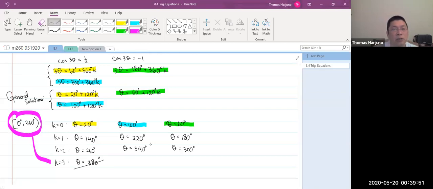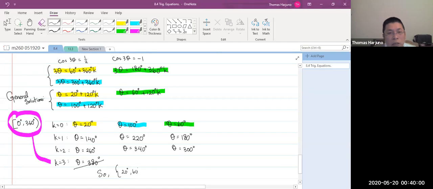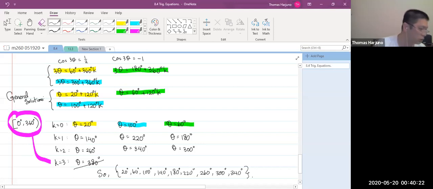Now, let me summarize. So the solution is 20 degrees, 60 degrees, 100 degrees, 140 degrees, 180 degrees, 220 degrees, 260 degrees, 300 degrees, and 340 degrees. A lot, huh? There are a lot of solutions there.